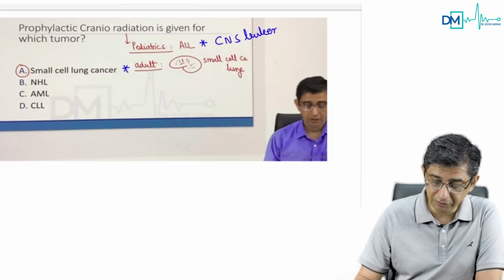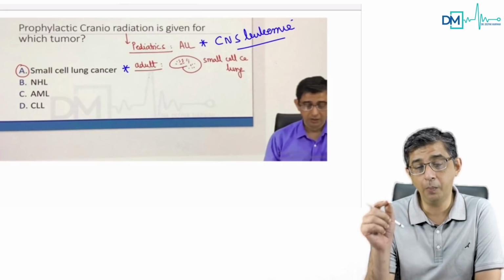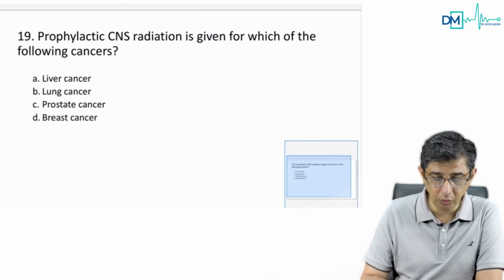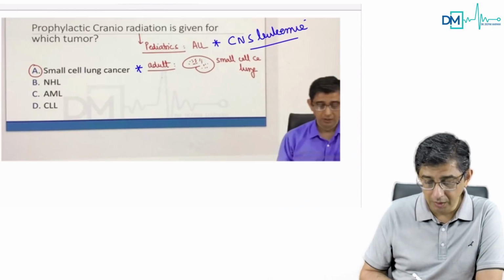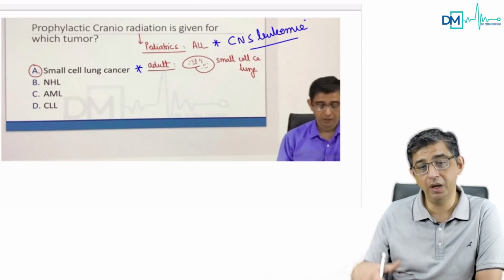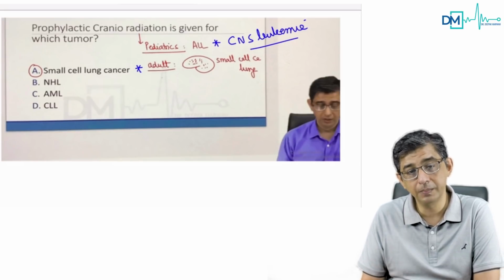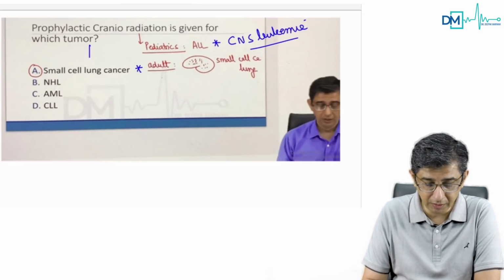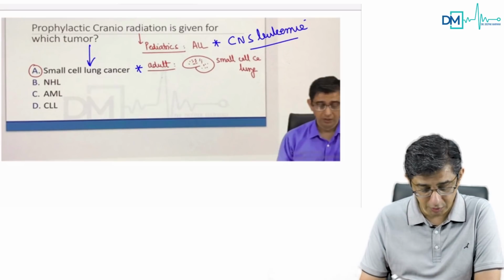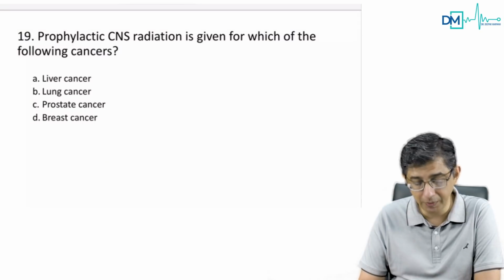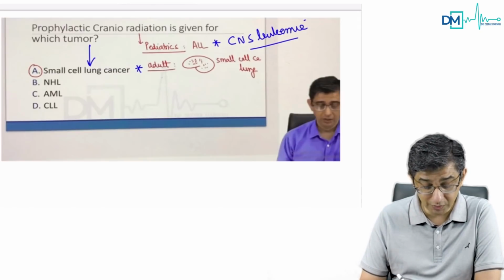So remember, if this question is repeated again and it gives you a pediatric case where you need to go in for prophylactic CNS radiation, you do it for blood cancer. But in case it's an adult, then it is small cell lung cancer. So please remember the fact, prophylactic cranial radiation is given for small cell cancer. The exact question has been replicated. You can go through. This was a difficult one.